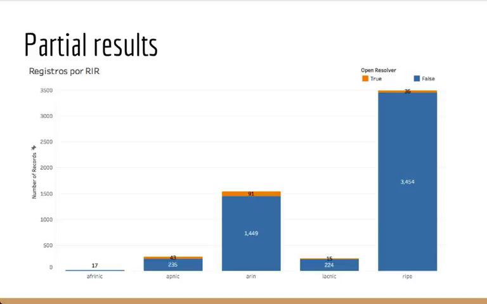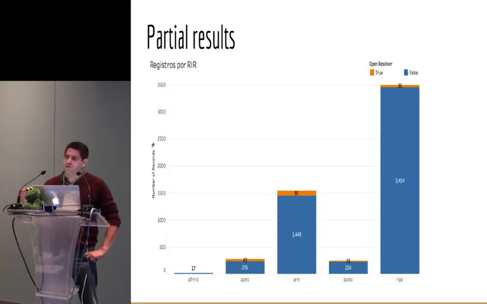Here is more or less the same results, but in columns. You can see that, for example, Afrinic was an interesting case because we found 17 resolvers in the Afrinic region, but none of them are open. So it is nice. I mean, somehow we know that 17 is not a big number.